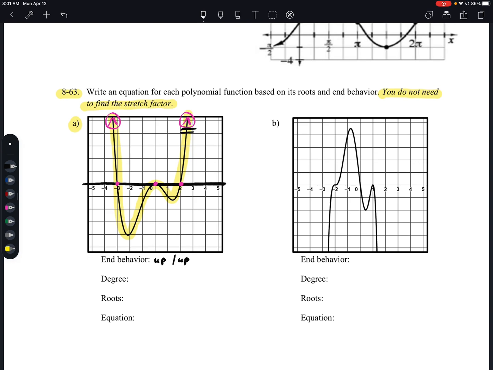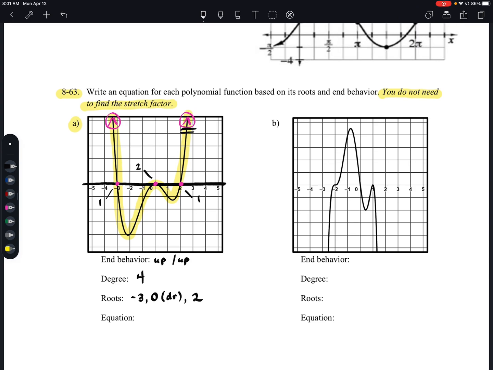We have a single root at -3. We have a double root at 0. And we have a single root at 2. So if this has a degree of 1, this has a degree of 2, and this has a degree of 1, when we add them all together, we get a degree of 4.